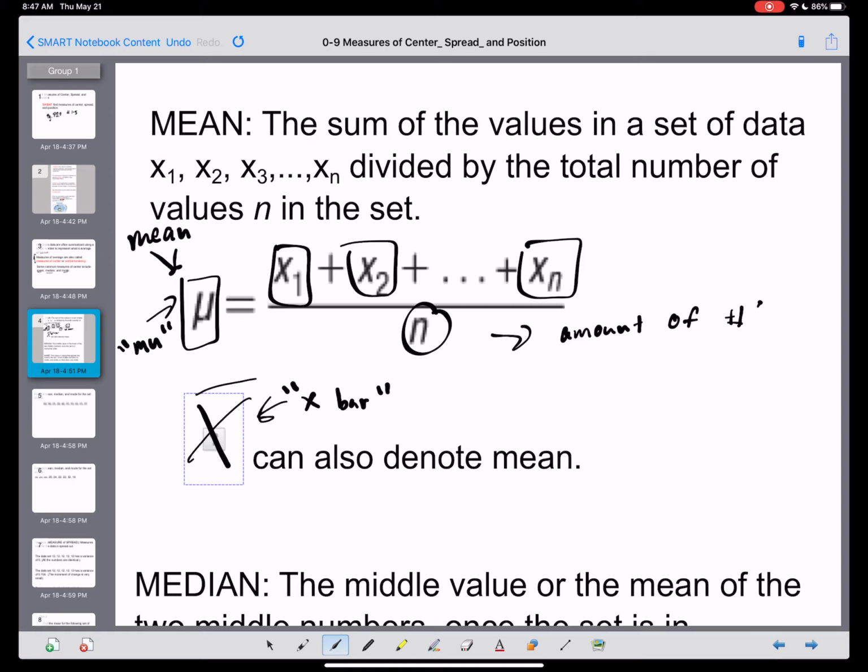So you guys should already know that. To find the mean, you just add and divide by however many numbers you have. That's essentially what that formula is talking about. Okay. Like I said, x1, x2, xn, those represent essentially each number, right?